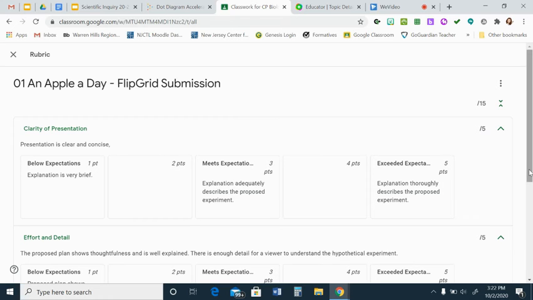There are 3 main criteria that you'll be graded on for this assignment. The first is the clarity of your presentation. So your presentation is clear and concise. In terms of your explanation, maybe if it's very brief, that would be lower point value. The highest point value would be that you thoroughly describe your proposed experiment.